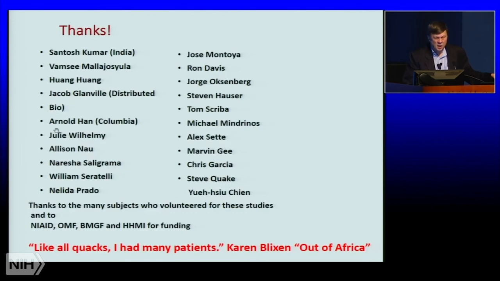And of course, none of this would be possible without a lot of very talented postdocs, students and technicians. I mentioned Santosh. I didn't mention so much Vamsi, the current postdoc. He's really doing great stuff on this. Huang Huang and Jacob are doing mostly the TB work. But Jacob, as you say, moonlighted with Jose to get us started in this ME/CFS field. I mentioned Arnold Pan, Julie, Narisha Saligrama, and some other folks in the lab, and critical collaborators like Jose and Ron, and in the MS study, Jorge Oxenberg and Stephen Hauser, and Chris Garcia has also been huge. We had a lot of support from agencies, including the Open Medicine Foundation, Linda.